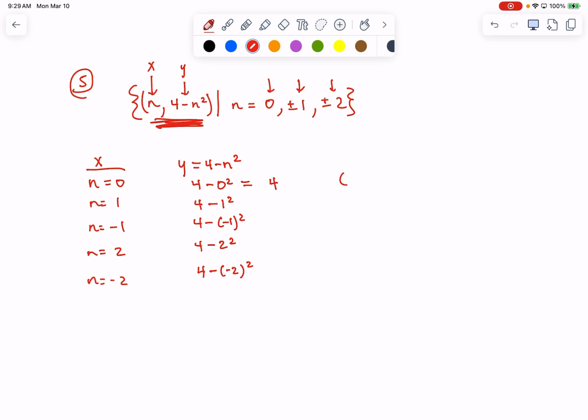So what's 4 minus 0 squared? 4. So that's going to give us the point 0 comma 4. Because remember, the n's are the x's, and the 4 minus n squared are the y's. That's what forms your points. What's the next one going to be? What's 4 minus 1 squared? 3. So that'll be the point 1 comma 3. All right, now go to n equals negative 1. What's negative 1 squared? What's 4 minus 1 again? 3. So that's going to give you the same thing. So it's going to be negative 1 comma 3. What's the next one going to be?